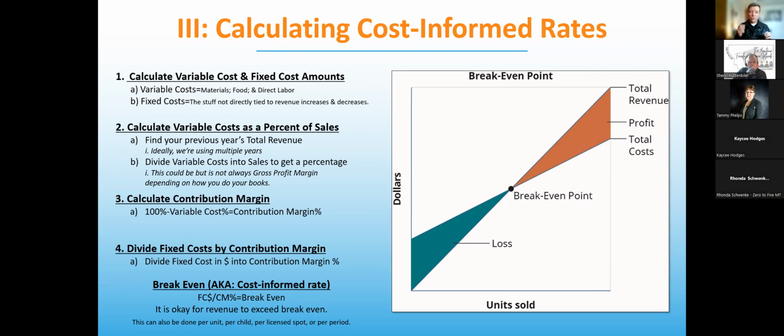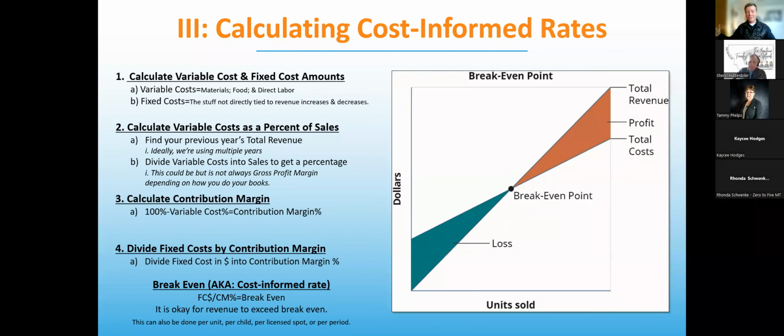With those numbers, we can then calculate contribution margin. Total revenue into total revenue equals 100%. So 100% minus your variable cost percentage gives us our contribution margin. We then take that number in step 4 and divide it into your fixed cost dollar amount. That is break even. That is cost informed rate setting as a total gross revenue number.